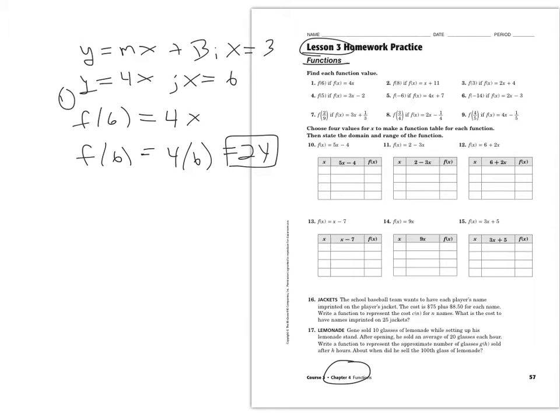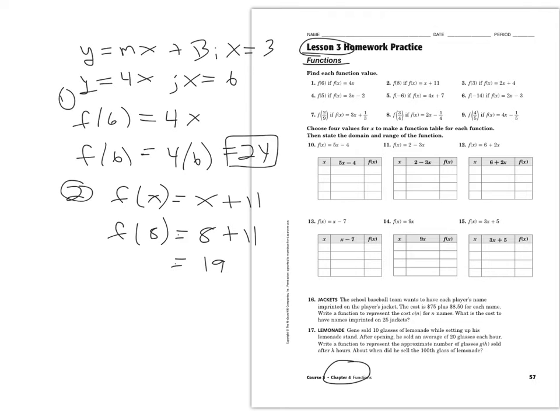Let's look at problem number 2, just to give you another example. It wants you to find each function's value. So we take the function f of x equals x plus 11, and we let x equal 8. So f of 8 is equal to 8 plus 11, which is 19.